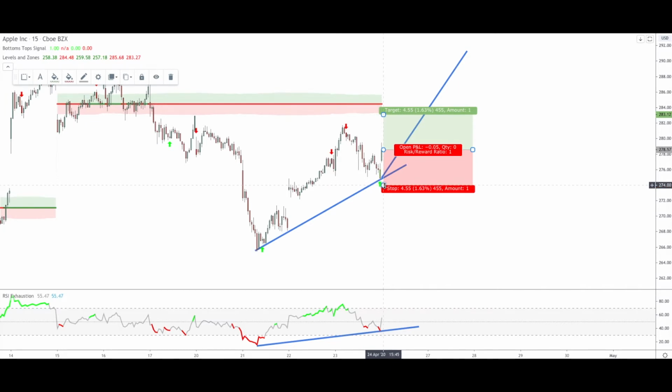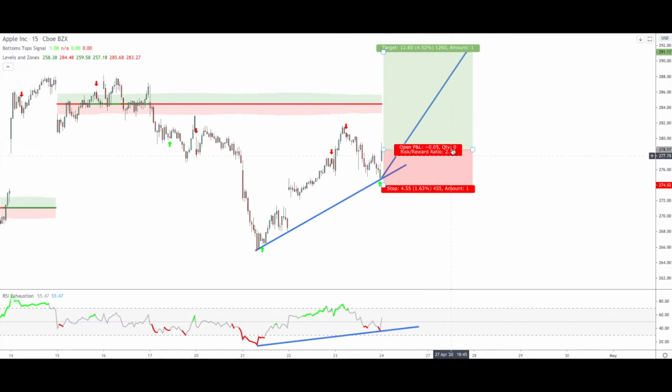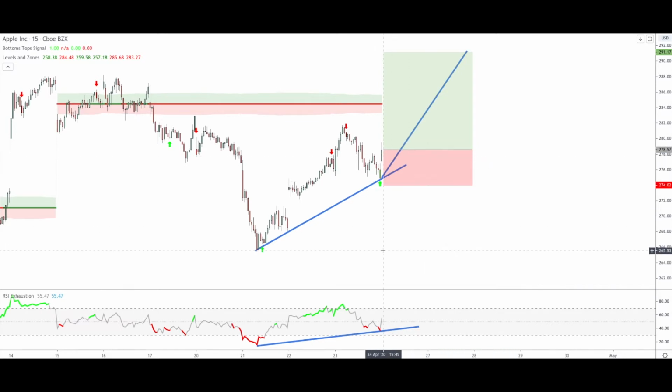So I guess this might work. Let's see where we end up with the target. The target goes all the way up here. Okay, so our risk reward is 2.77, so it's almost a 3x return if we get it right. Given our analysis, I'm very confident that we will get to this level.